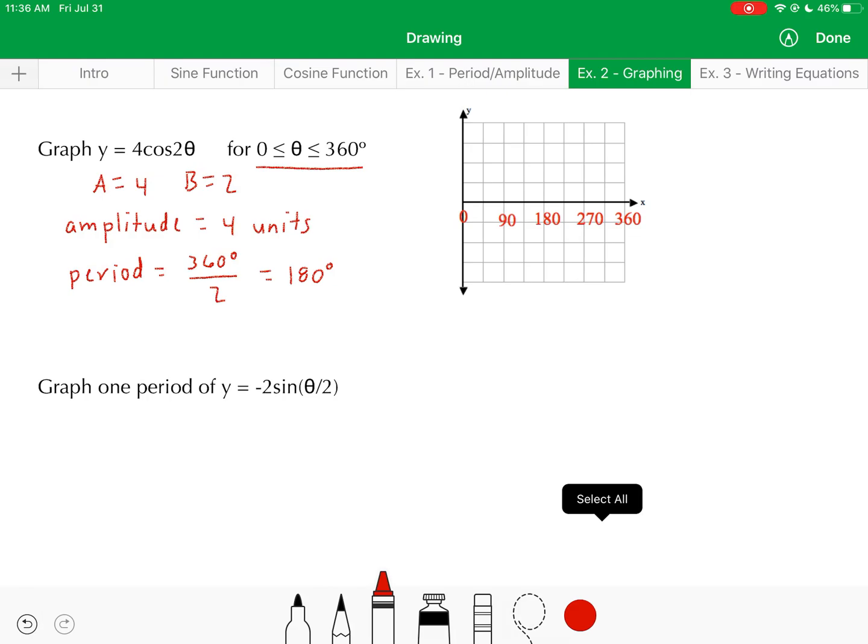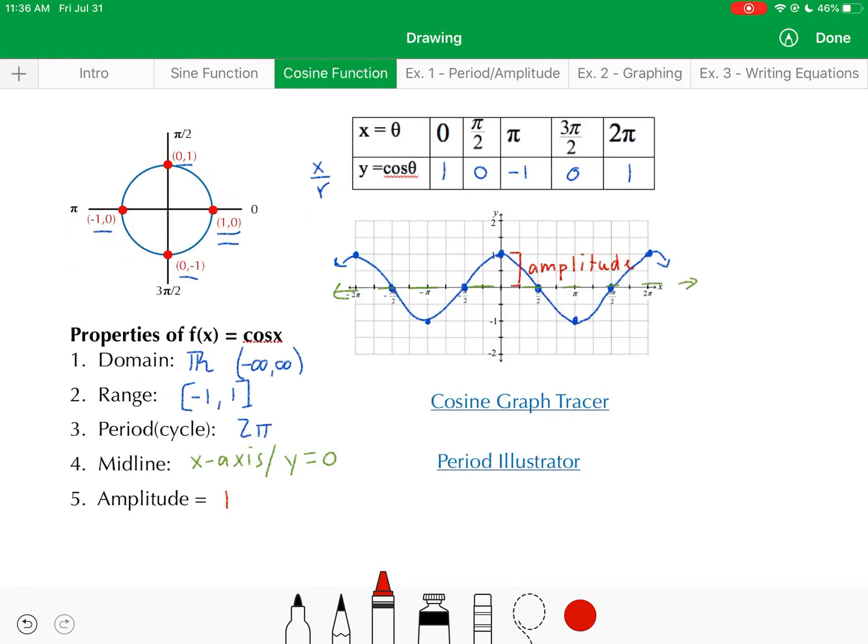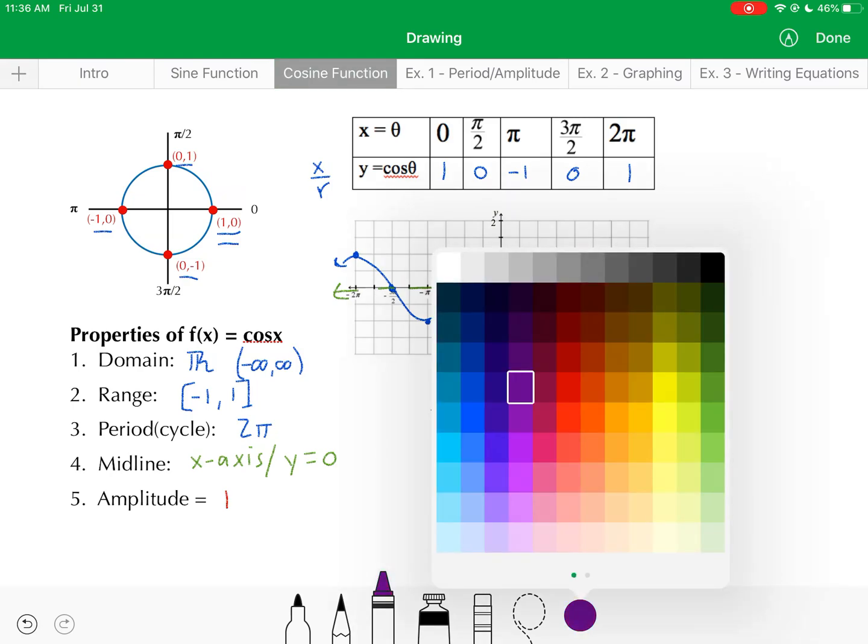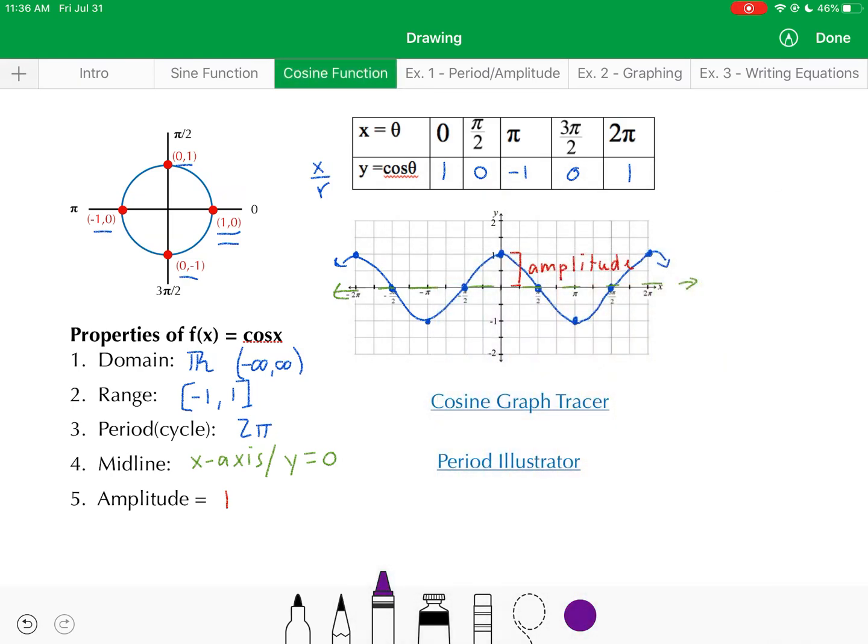And here's how I'm going to do this. I'm going to relate it back to the 5 critical points for the cosine function, okay? So let me point those back out again. Here, here, here, here, and here. So I have those 5 critical points, and what I want you to notice is 2 things. First is that the cosine function, it starts 1 unit above the midline, okay? And that's based on the amplitude being 1.